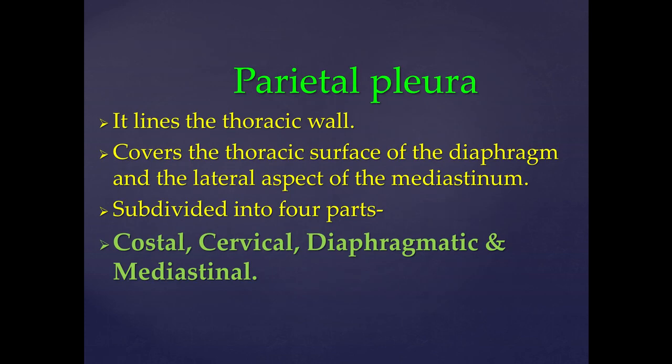Now we talk about parietal pleura. It lines the thoracic wall. It covers the thoracic surface of the diaphragm as well as the lateral aspect of the mediastinum. Parietal pleura lines the thoracic wall and is subdivided into four parts: costal, cervical, diaphragmatic and mediastinal. So these are the four parts of the parietal pleura, and we are going to study them one by one.